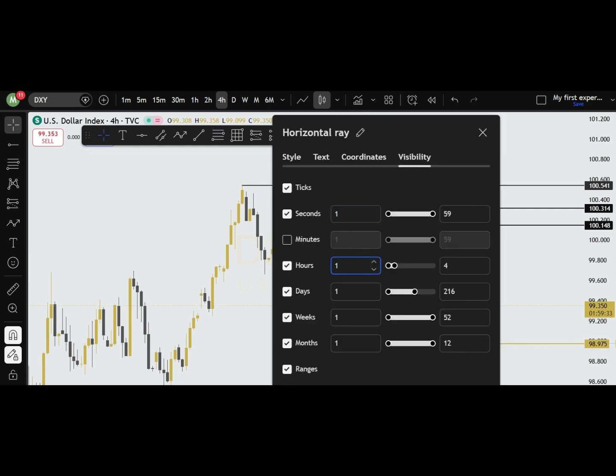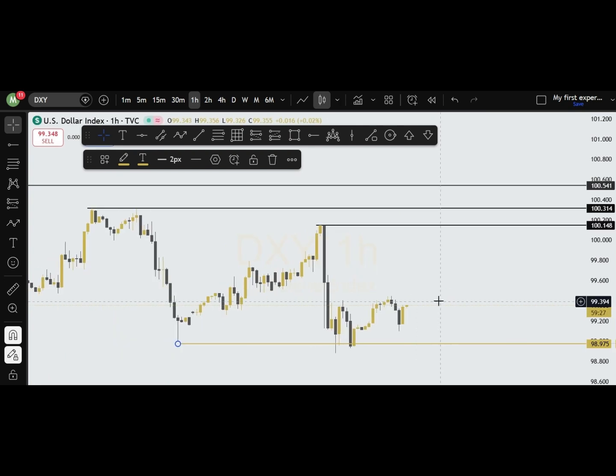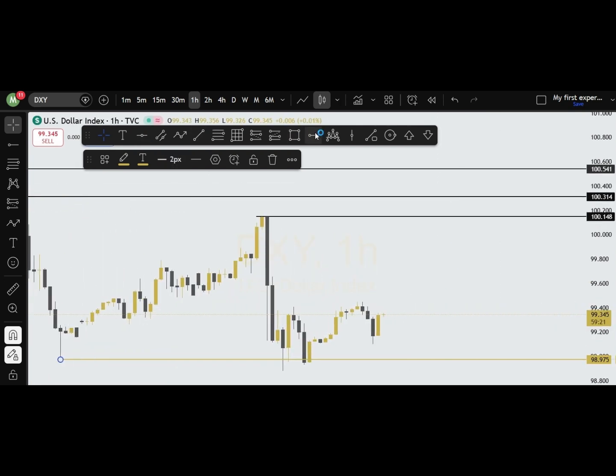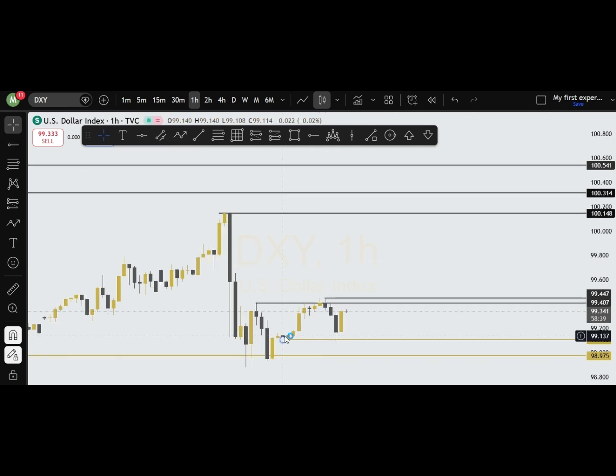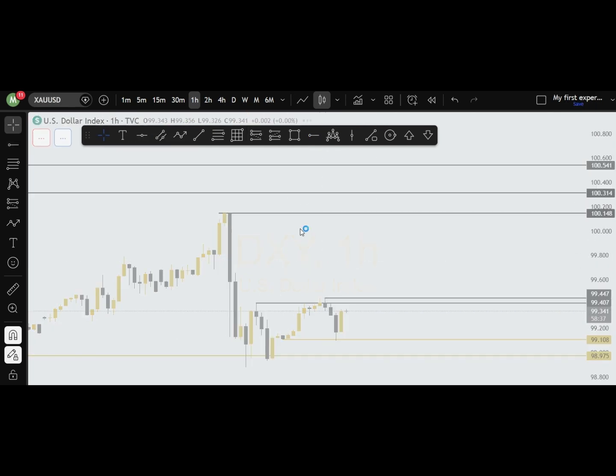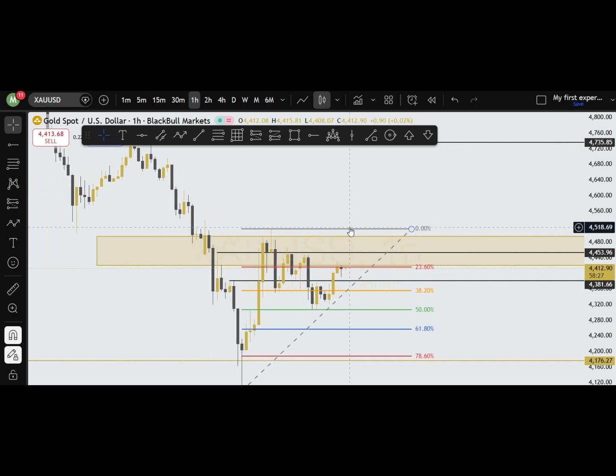As we go to a 1 hour time frame, what we are realizing is that it's currently ranging within the same range. So yeah, we'll just mark that high and the current low and see how it behaves. It will either go up or down. Yeah, so let's go to gold. That's the main analysis that we will be working on.